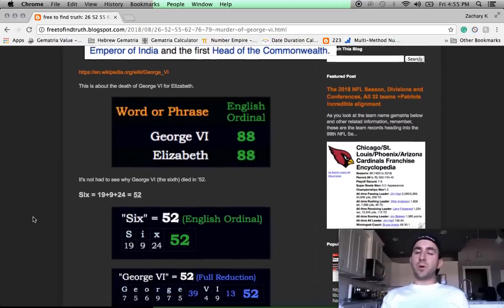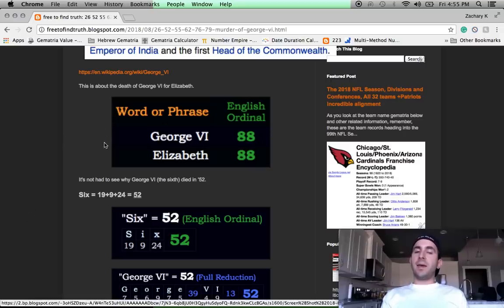They said King George VI died from lung cancer. We're going to talk about that cause for his death in light of the specific day he died, but I want to start right here. George VI and Elizabeth both sum to 88 in the most simple cipher. Taking the alphabetic order, A is 1, B is 2, C is 3, up to Z, the 26th letter, is 26. So G is 7, E is 5, O is 15, etc. You add up the letters as numbers, they both sum to 88.